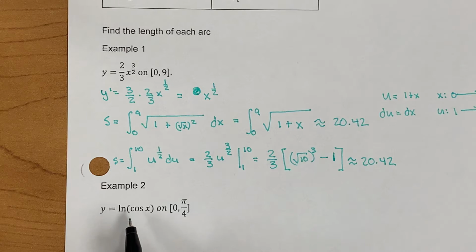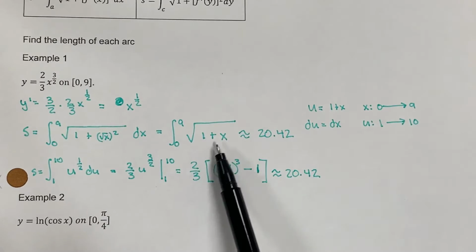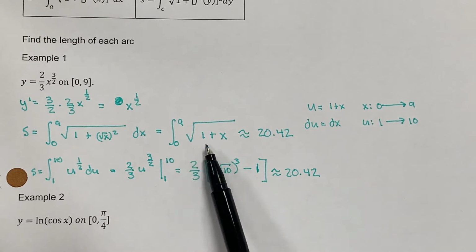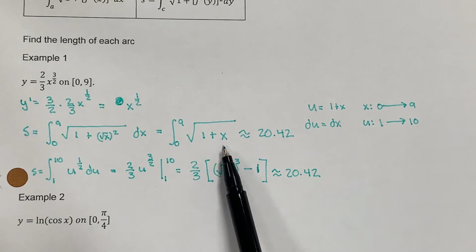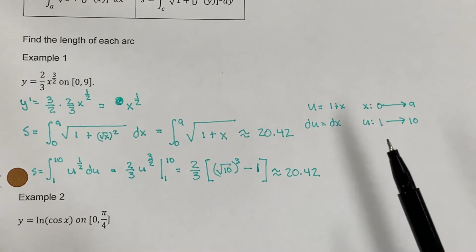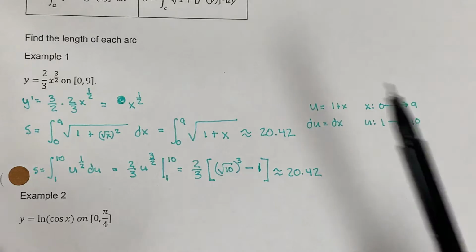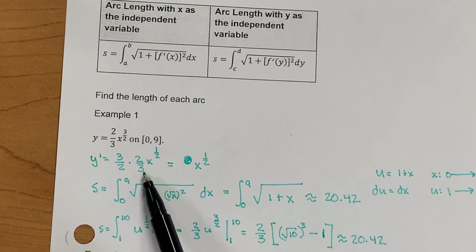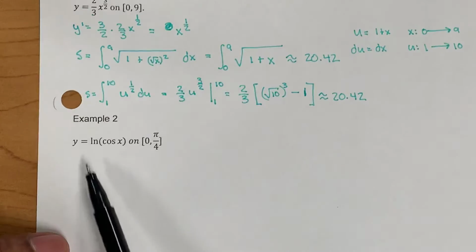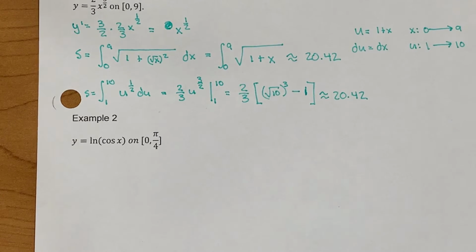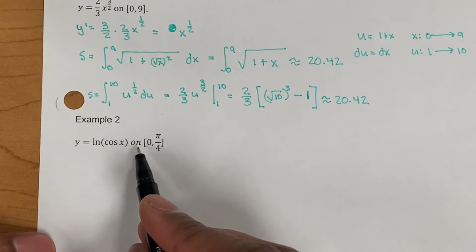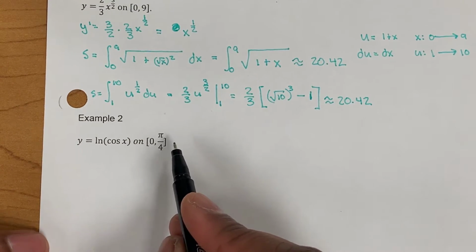All right, so let's go back for a moment. Basically, we're generally going to stop here once we have the integral simplified and set up and let the calculator do the rest of the work. What's most important is that you can calculate the derivative of the function. So for example 2, we have y equals the ln of cosine x, and we're doing this on the interval 0 to pi over 4.